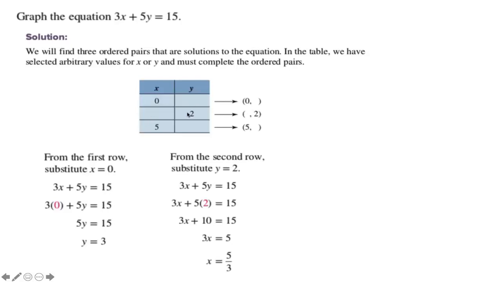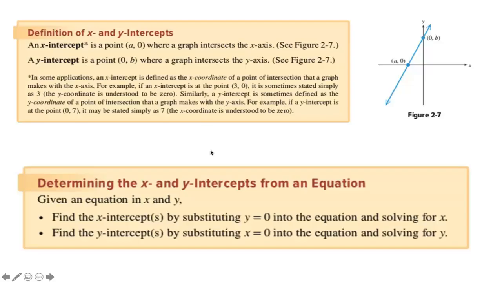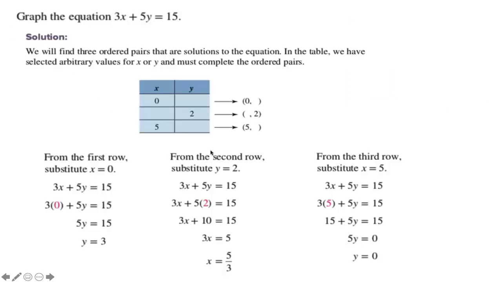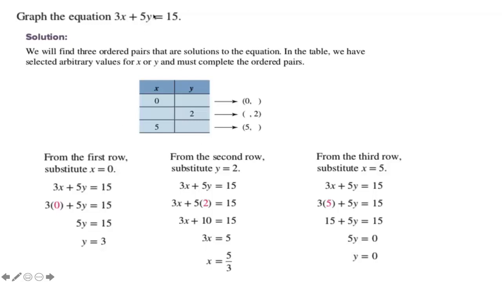But if y is 2, I plug it in for y, and I solve for x, and I get that x must be 5 over 3. And finally, if x is 5, I plug in 5 for x, I solve for y, I get y must be 0. So if we do that, then we can find 3 points that are a solution to this equation. And then I guess I'm missing a slide here, and then when you plot the points, as we see later, this graph will give you a straight line. Once we plot those 3 points, we can draw a line connecting them. So we'll come back to this example a bit later.